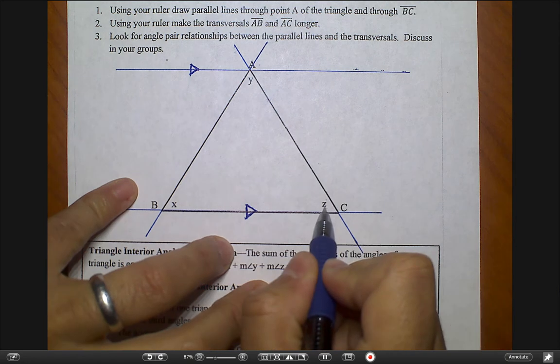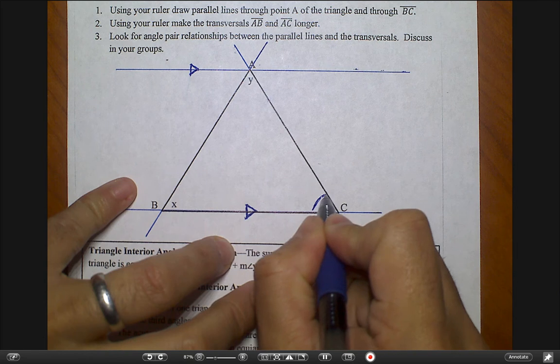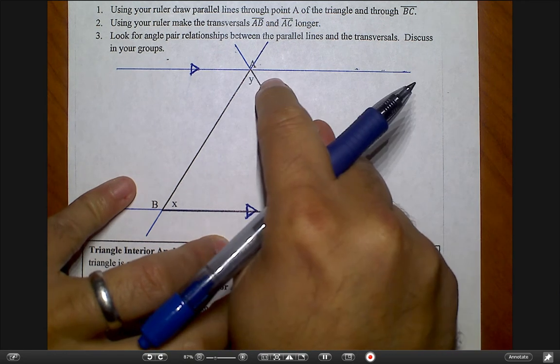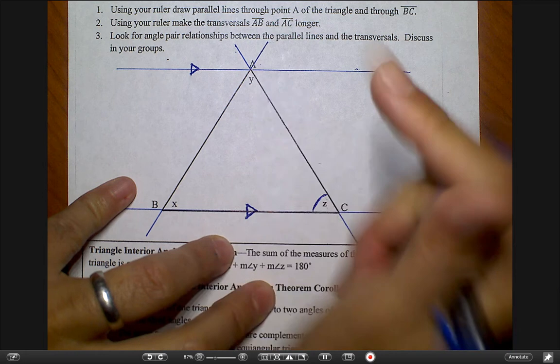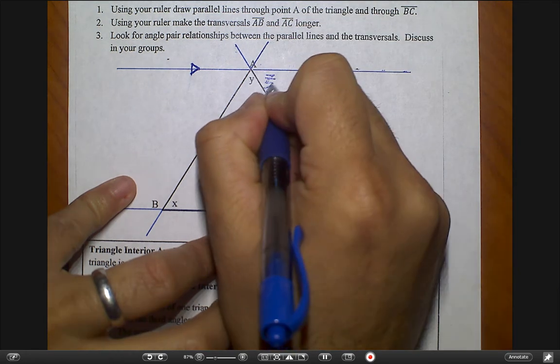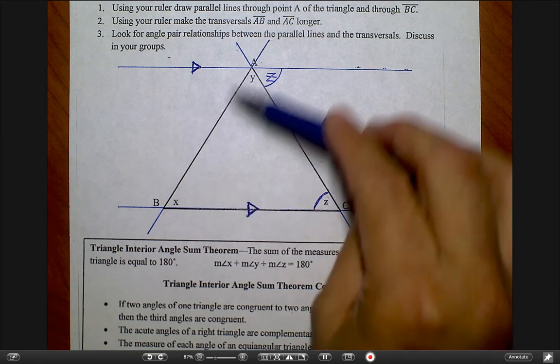So if this gives me a value of Z, what's this value up here? It's also Z, isn't it? So that angle right there is going to be Z. Yes? Okay, good.